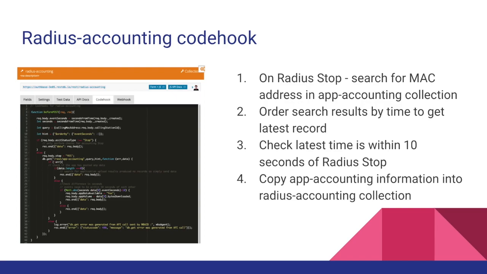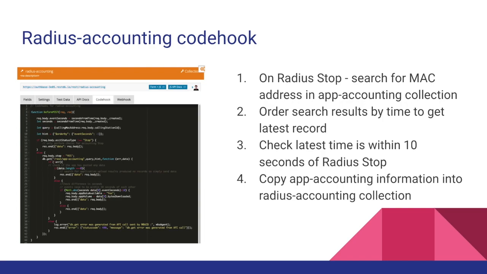Within this radius, there is a little bit of code at the back, so just a code hook. So on the radius stop, just search the MAC, which allows for the search of the MAC address within the app accounting. Order the search so the most recent records are at the top.